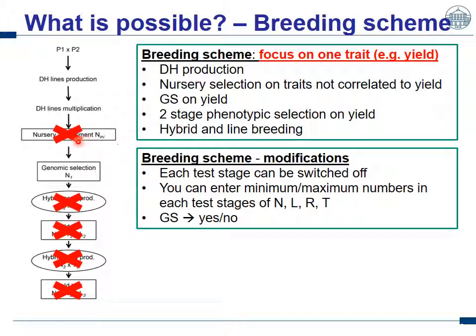Very important, I showed you the maximum which is possible, but you can switch off each stage. It means you can switch off nursery selection, you can switch off genomic selection, or you can switch off all the phenotypes, and here once again phenotyping in nursery, then you have only a genomic selection scheme. You can enter minimum or maximum numbers in each test stage regarding N, L, R or T. For sure, genomic selection you can switch off or on.